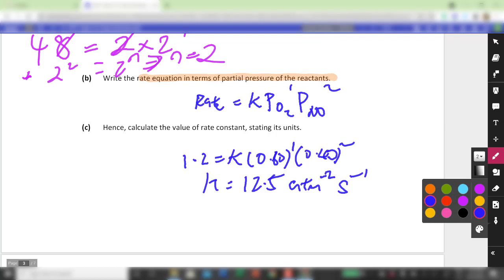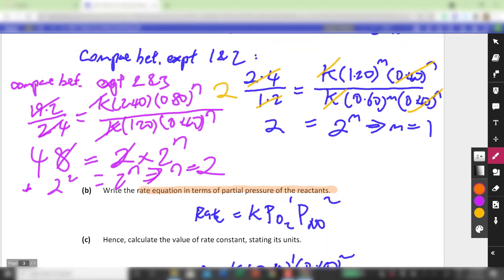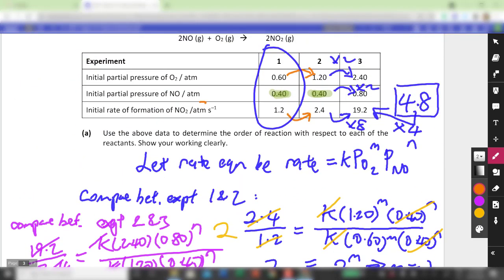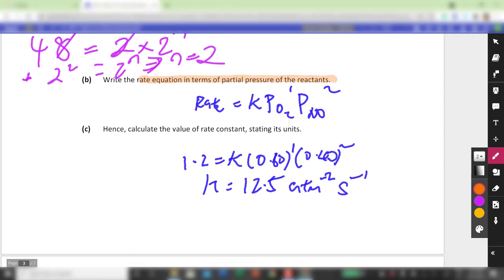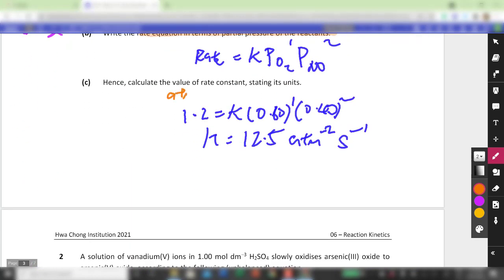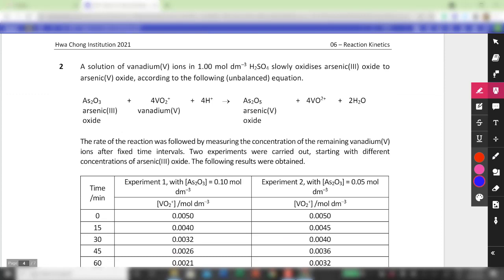Yeah, for those of you who are not so sure how to get the units, let me just illustrate one more time. Let's check out the units: the initial rate of formation is atmosphere per second, and then we have 3 partial pressures here, so that will be atmosphere to the power of 3. So you bring atmosphere to the power of 3 to the left, you cancel, you get atmosphere to the power of -2. So that's how you get your units. Alright, so next we're going to move on to question 2.